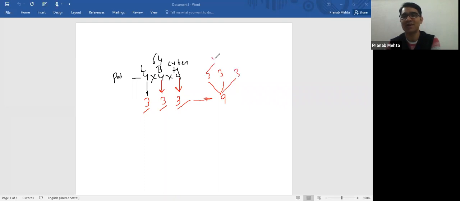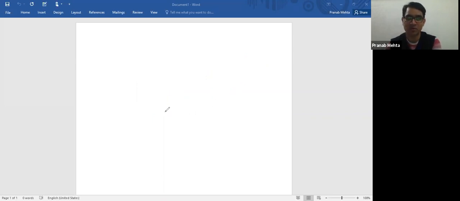If I give 3 cuts, I'll get 4 parts. 3 cuts means 4 parts. The total number of parts is 4 into 4 into 4, which is 64. I'll just show you one three-dimensional picture, so maybe that can help you a bit.